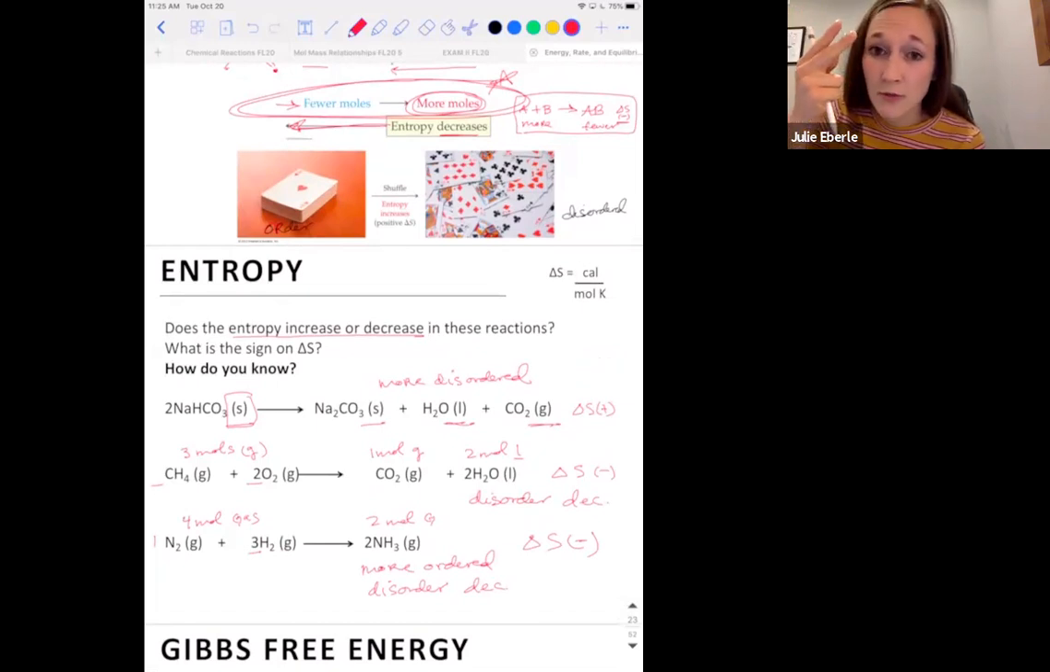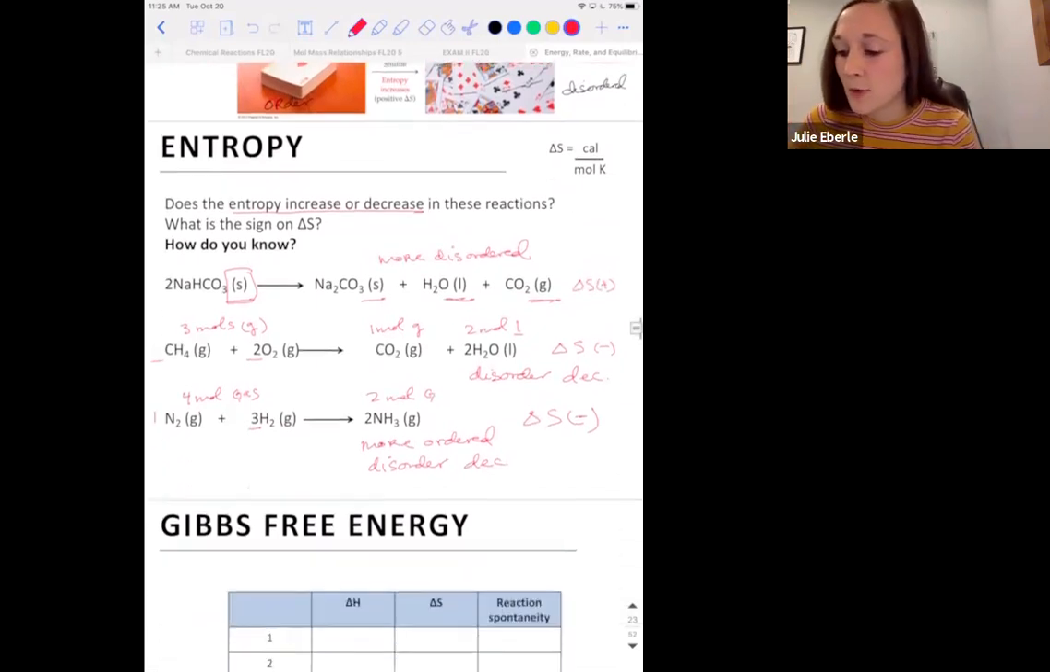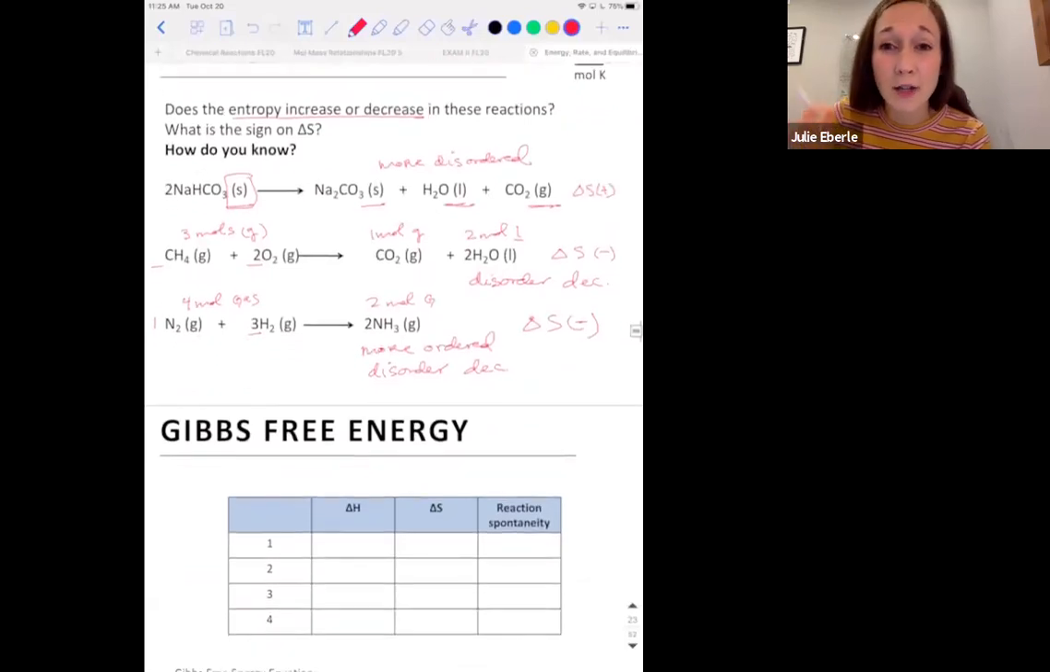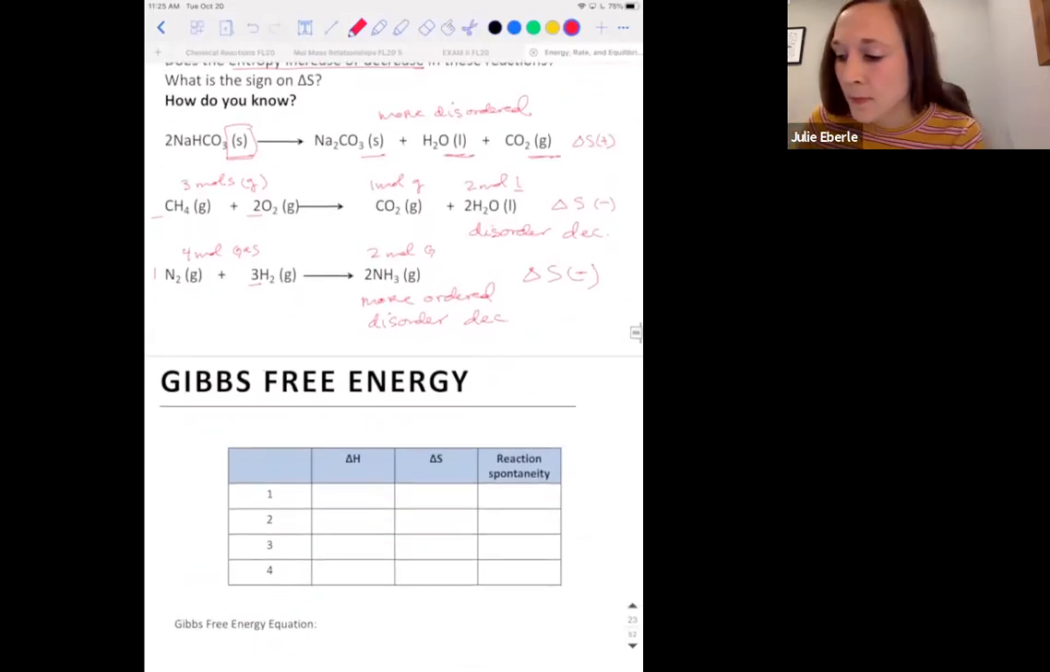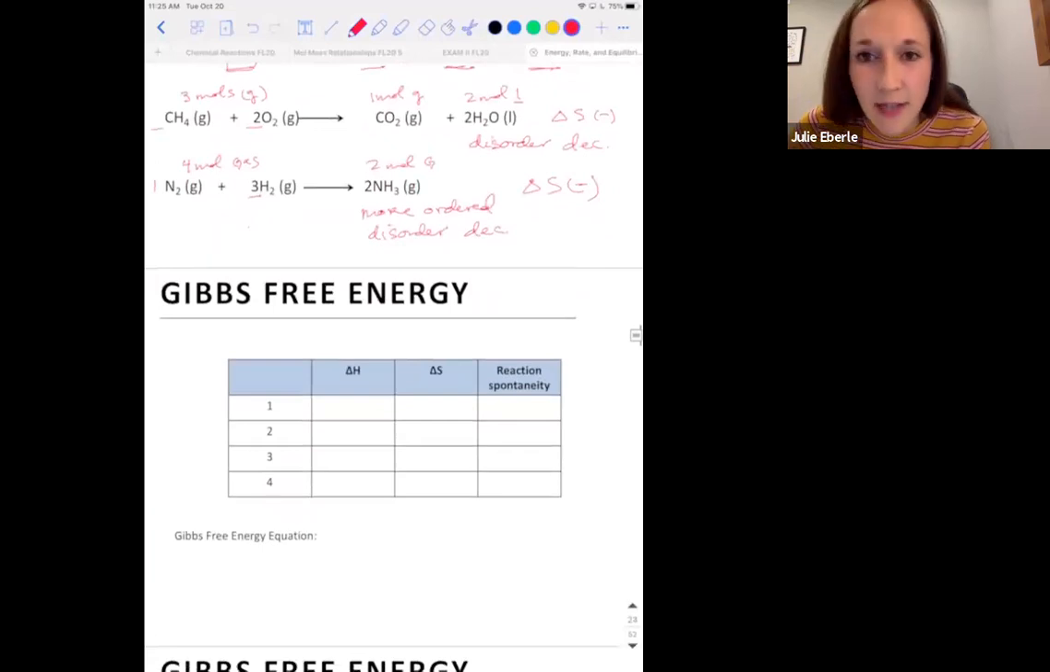So these are two pieces of the puzzle. Now we're going to put them all together into the big picture, and it's actually a math equation. Hang with me here. And we're going to see how we can directly determine if reactions are favorable or not. All right, let's fill out this table from what we have learned so far.